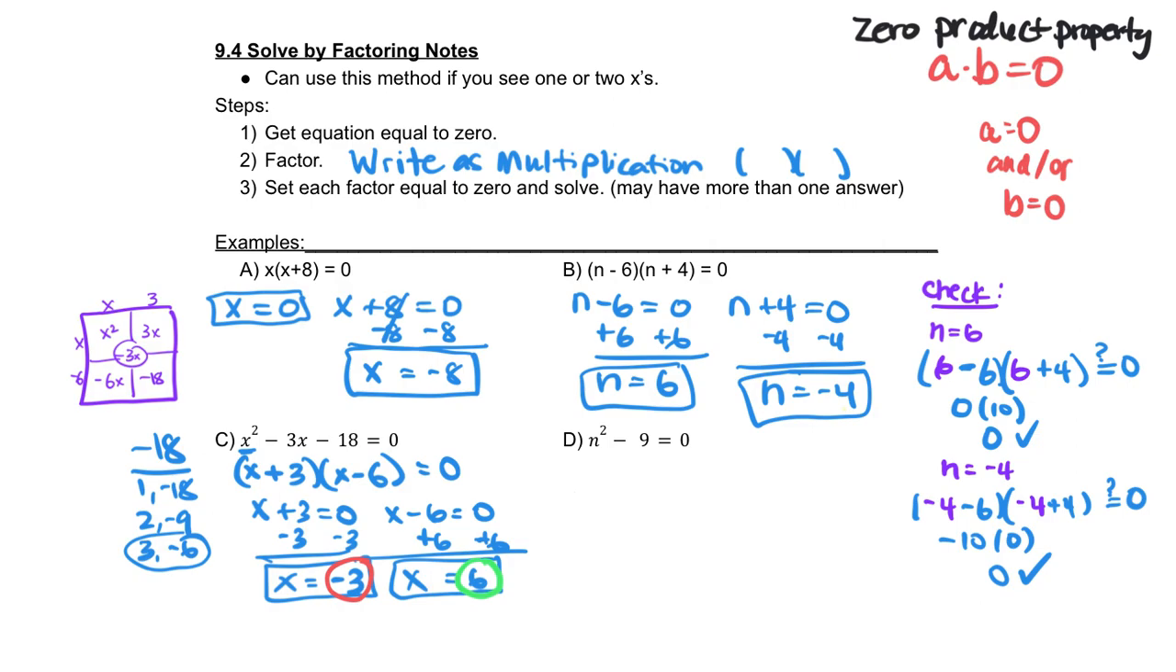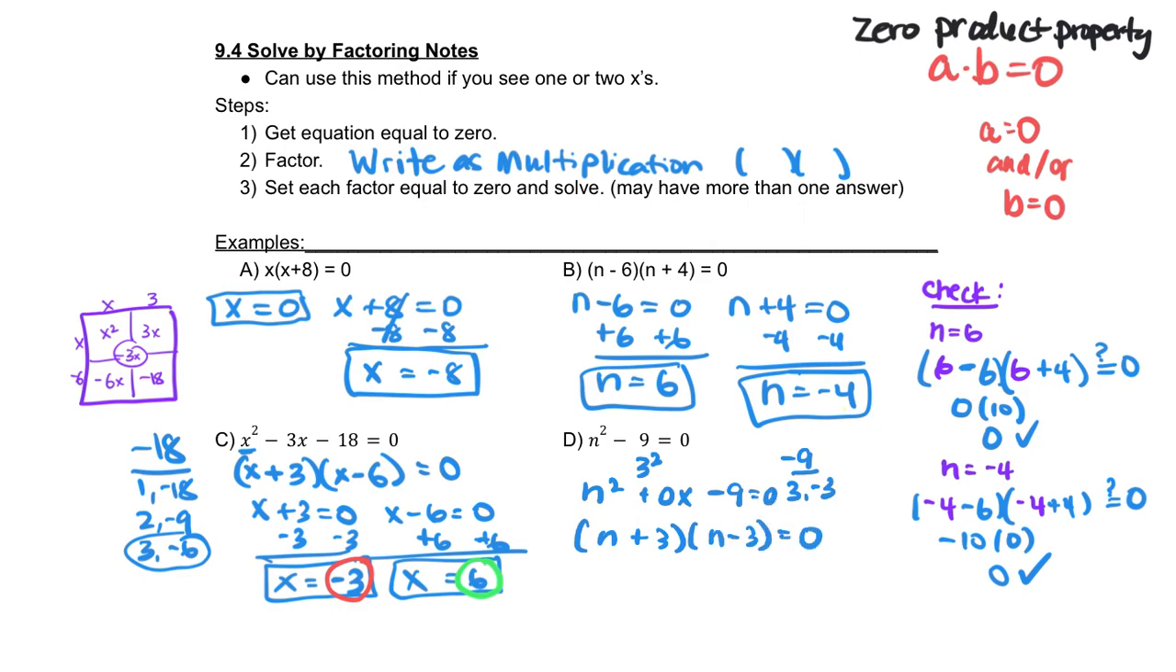So look at example D. We have n squared minus 9. You might recognize this as the difference of squares because 9 can be written as 3 squared. You might also think of this as n squared plus 0x minus 9, and think of the factors of negative 9 that add to 0. Those are going to be 3 and negative 3. Either way, you should get n plus 3 and n minus 3 as the two factors.